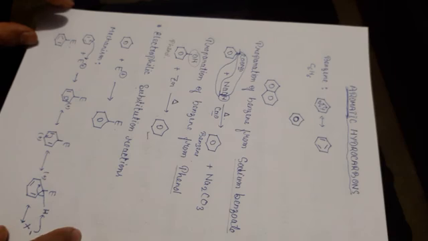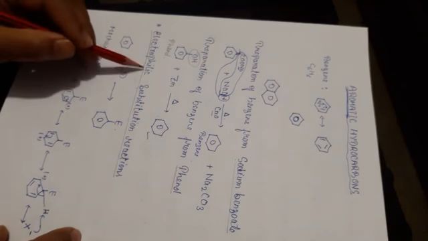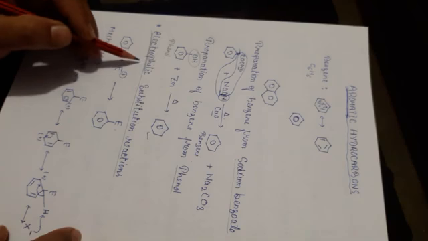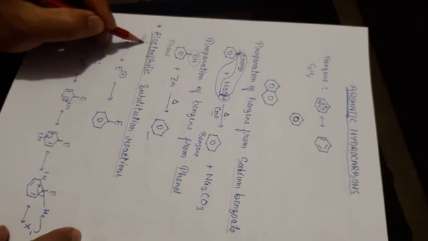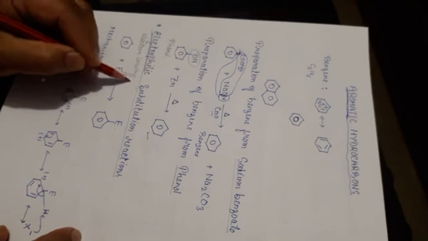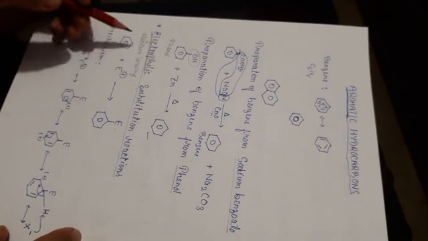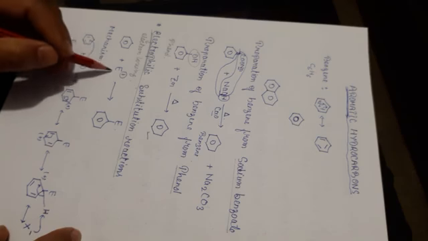Now the most important part of aromatic hydrocarbons is here. This is the electrophilic substitution reaction. So please listen carefully. What is an electrophilic substitution reaction? You know what an electrophile is? Electrophiles are electron loving groups, and they usually have a positive charge over them, or they are deficient in electrons. So here E plus means it's an electrophile.